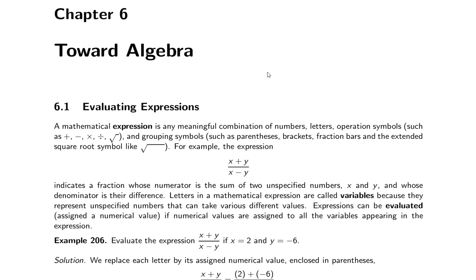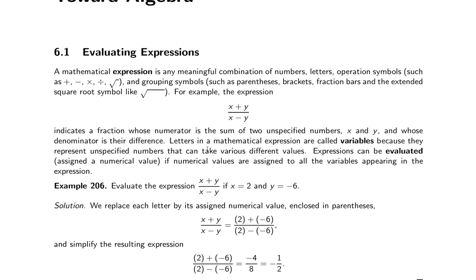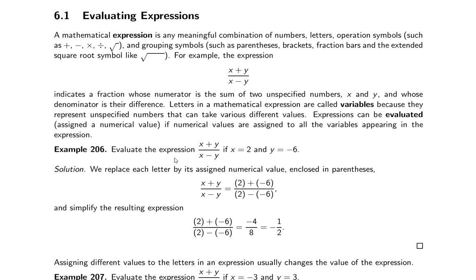Okay, here we are in the book. So the same thing, we're looking at algebraic expressions like this. For this example, this is more complicated. Evaluate the expression x plus y over x minus y if x is 2 and y is negative 6. Substituting, each x turns into a 2 in parentheses. Each y becomes a negative 6 in parentheses.